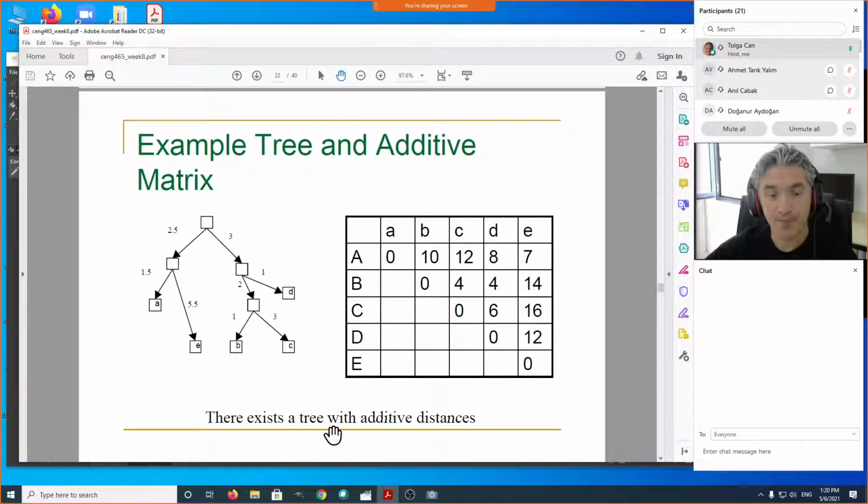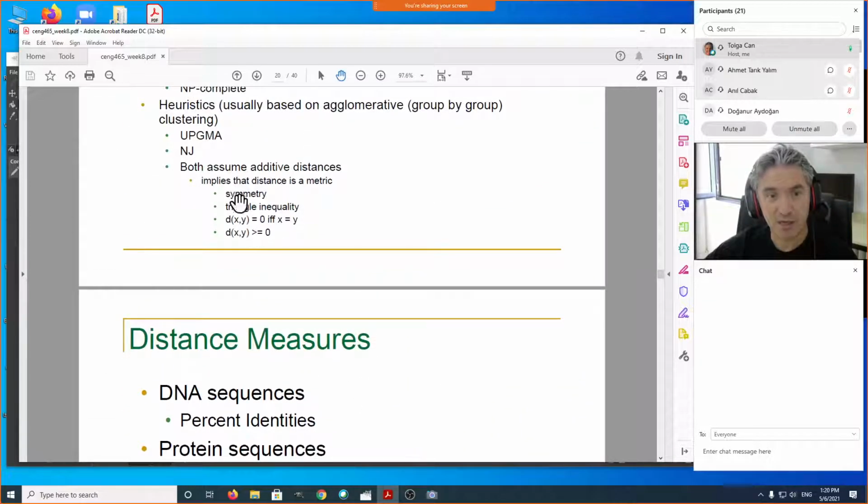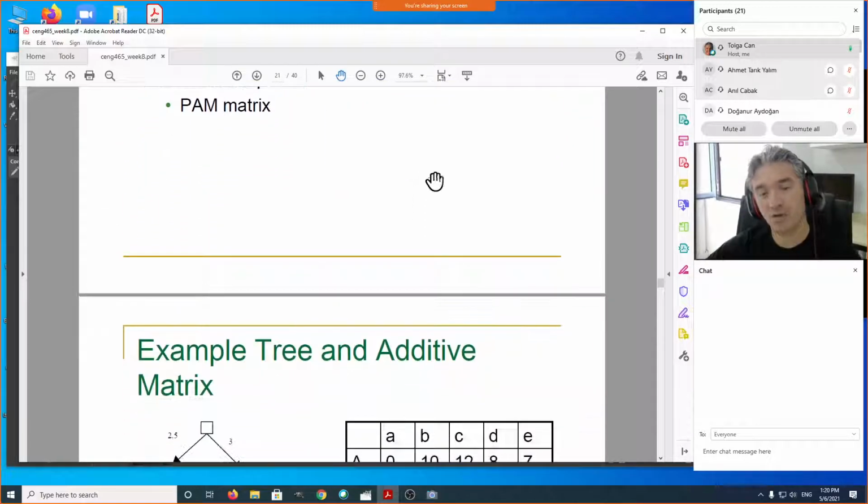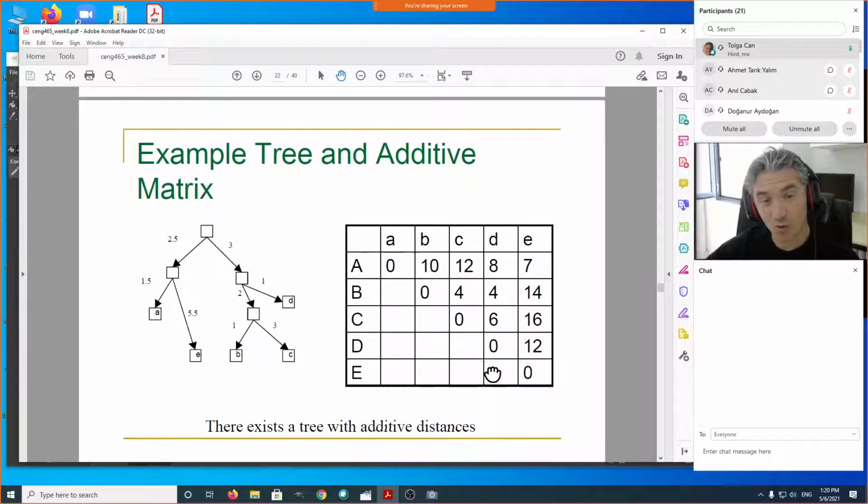Okay, so there always exists a tree when we are given an additive distance matrix. An additive distance, as I repeat, is a matrix which is symmetric and satisfies the triangular inequality. The distance is 0 only if two objects are equal to each other. The distance to itself is 0, and otherwise the distance is greater than 0. So if we have a distance matrix that satisfies these properties, we call it an additive matrix, and there is always a tree possible exactly matching the values here.